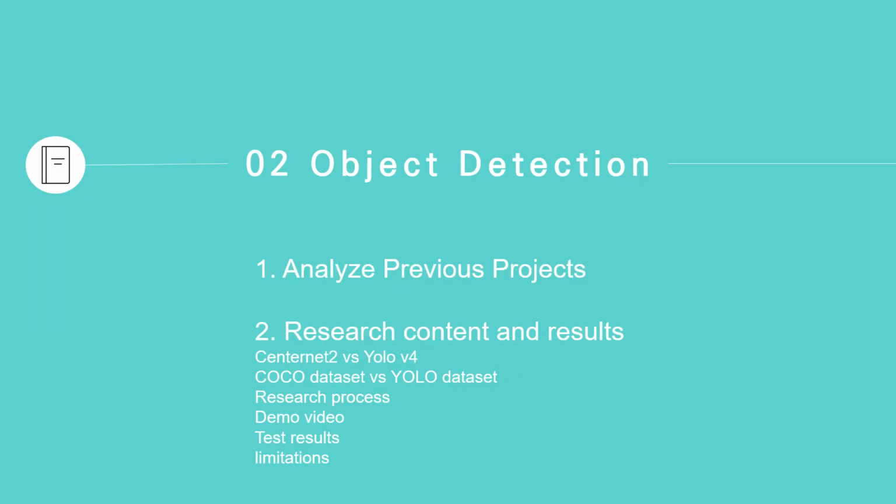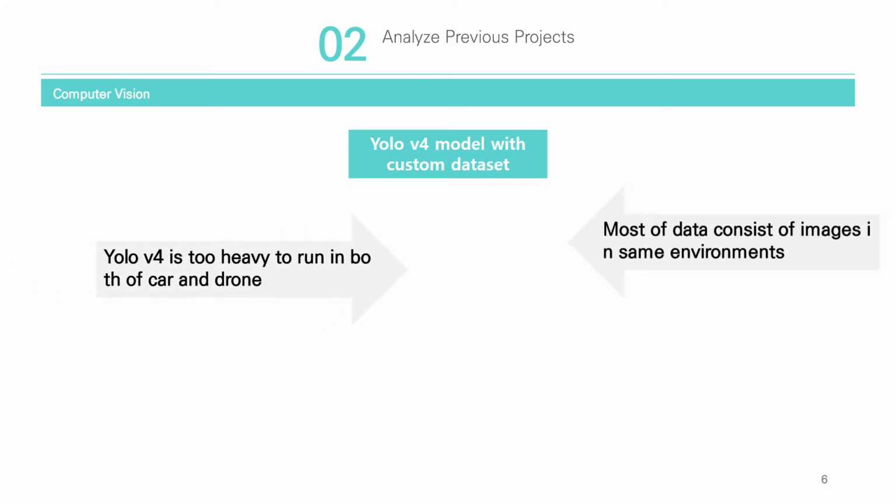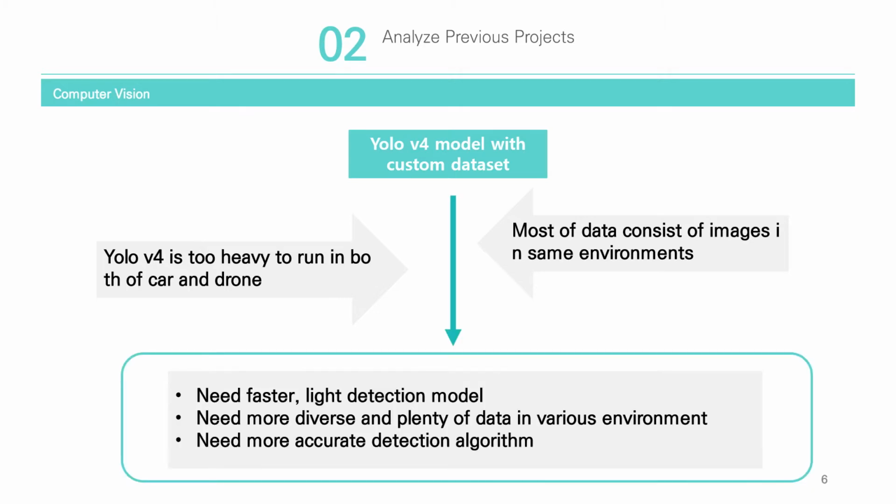The second section is object detection. In the previous project, we used YOLOv4 as a main object detection model, but it is too heavy to run in both the car and on the road, and the dataset was so limited in the environment. So we need a faster, lighter, and more accurate detection model and more diverse and plentiful data in various environments, plus with great accuracy.